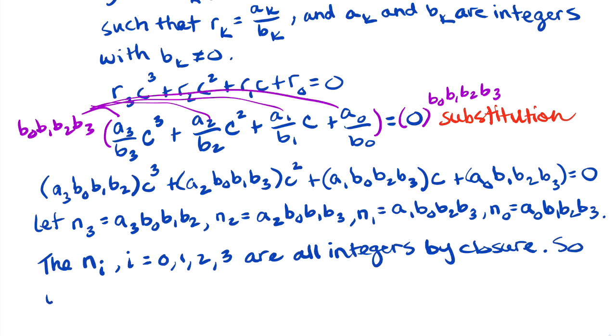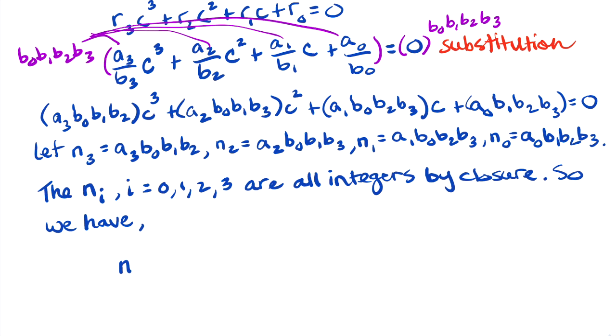So we have n3c cubed plus n2c squared plus n1c plus n0 equal to 0. And that's what we needed to show.